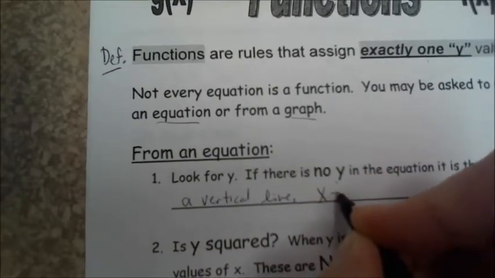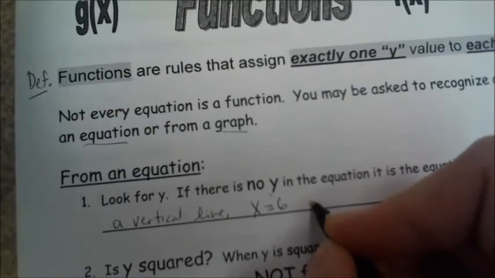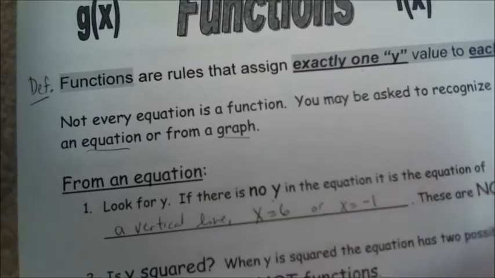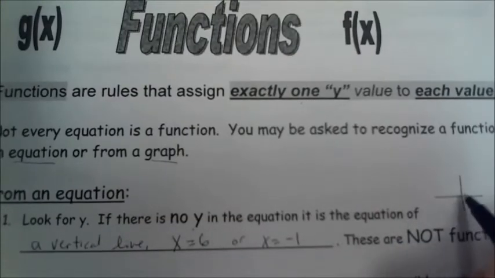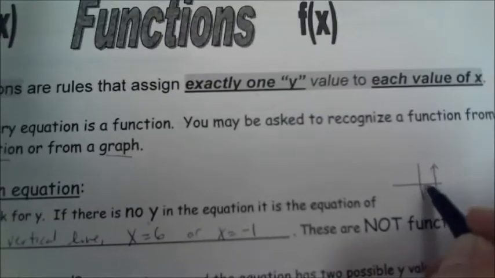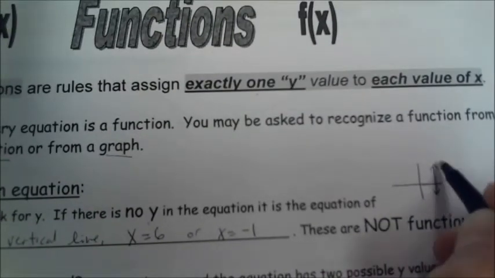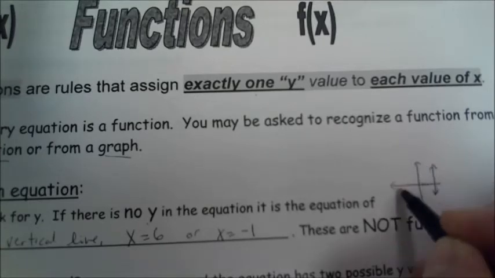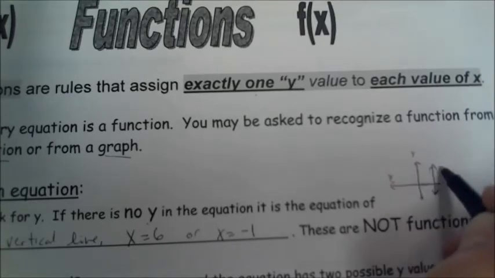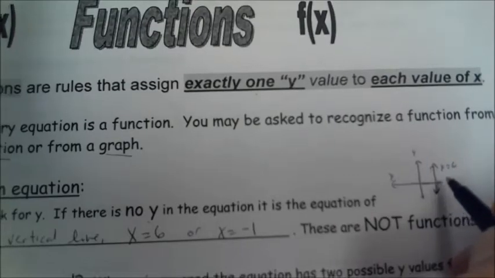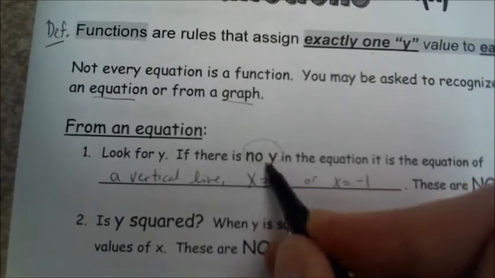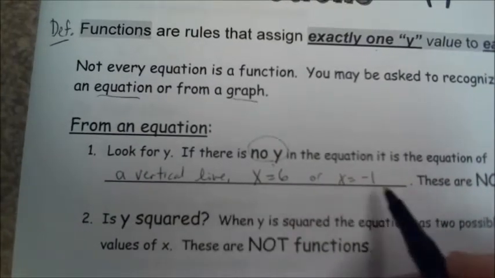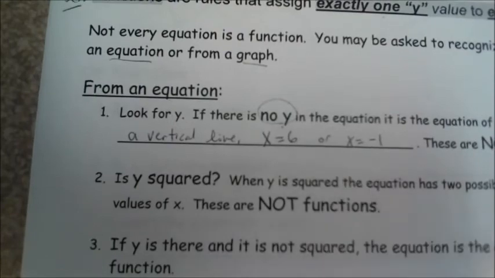Like x equals 6 or x equals -1, for example. Those are equations of a vertical line. If I wanted to graph x equals 6, I'd go over 1, 2, 3, 4, 5, 6, and this line right here, if these are the xy axis, would be x equals 6. So if you don't have a y in your equation, then it's the equation of a vertical line like these. They're not functions.